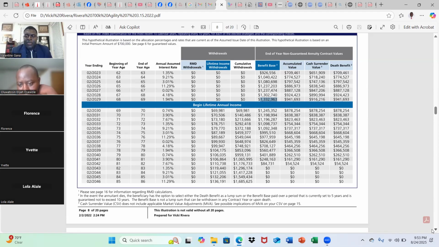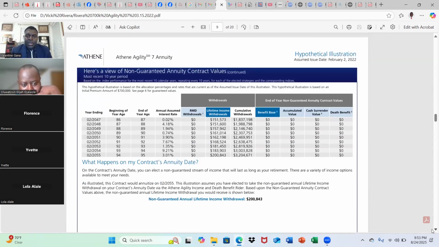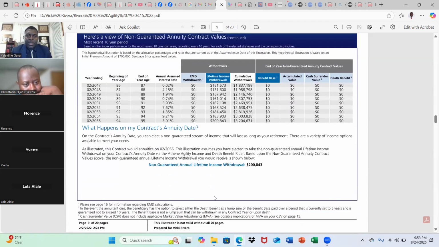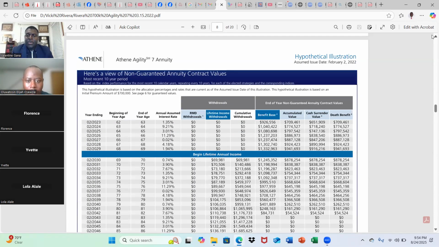How about if they live to be, say, 94? They would have gotten paid over $3.2 million right here. They will pay them that money every year for the rest of their life. This is called an income stream annuity. So an annuity has an annuitant. That's the person who draws money from the annuity.